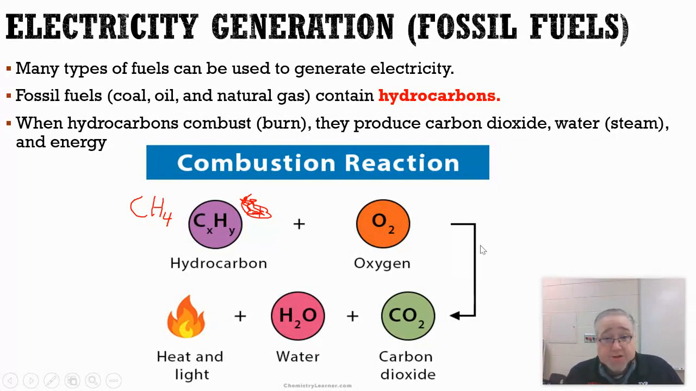But the thing is, there's also two other products that are produced. One of them is water in the form of steam, okay, because this is a burning process, so this isn't liquid water, this is gaseous water that gets produced. And the other product is one that you're probably aware of, carbon dioxide. Now, carbon dioxide is a greenhouse gas. And whenever we exhale, we breathe out carbon dioxide.